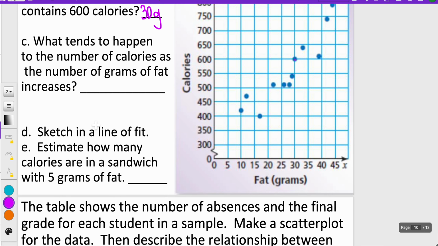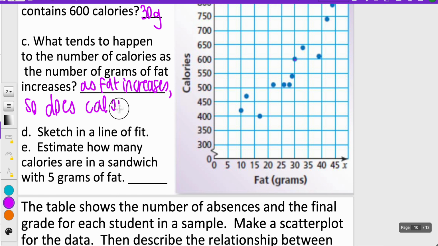What tends to happen to the number of calories as the number of grams of fat increases? So basically, as fat increases, so does calories. So we can also call this a positive linear relationship. Letter D says sketch a line of fit.